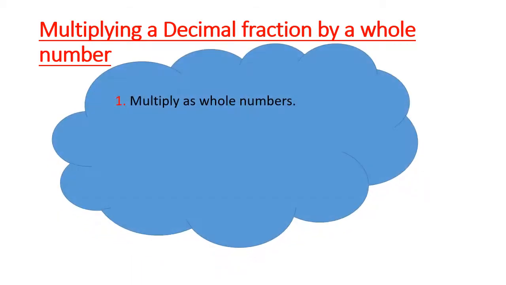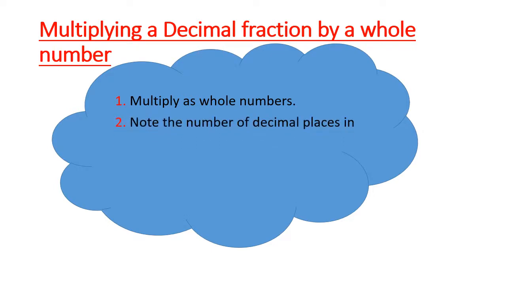Now students, let's see how we are going to multiply a decimal fraction by a whole number. Two numbers are there, one will be a decimal fraction and the second one will be a whole number. So first of all, our first step is to multiply both the numbers as if you are multiplying the whole numbers. Forget about the decimal points.